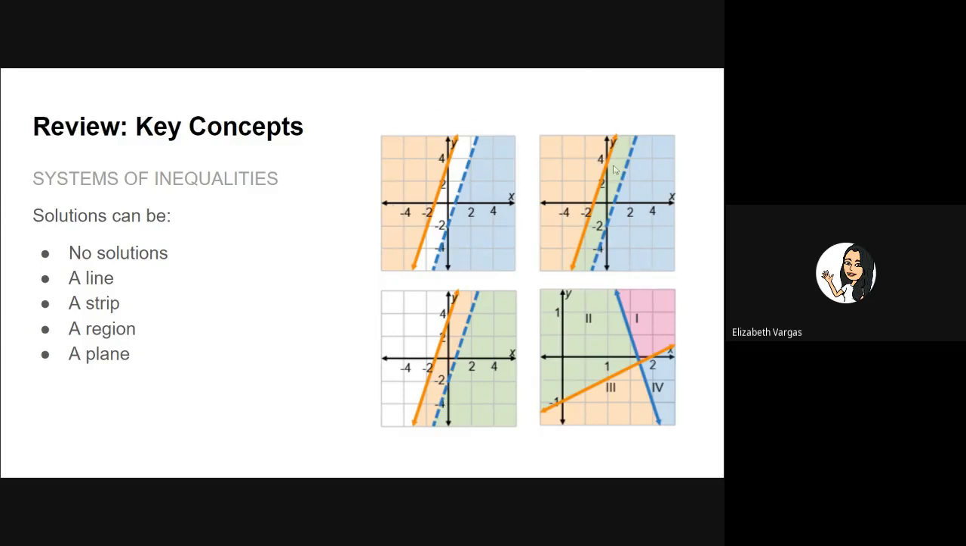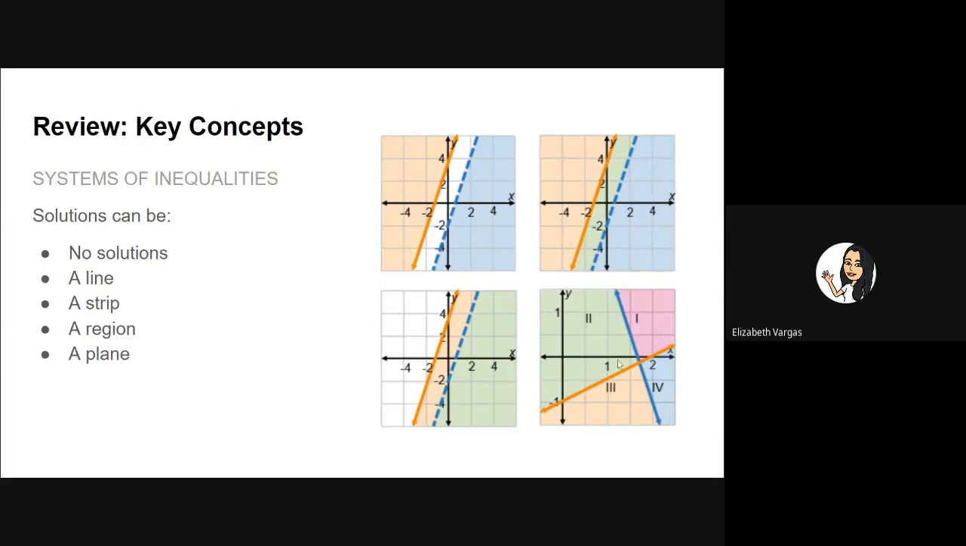We could, however, have instances in which those two inequalities overlap only in the middle, and so that would be a strip of solutions. Or we could have my two inequalities intersect in a larger shaded region. Or what we could have is systems of linear inequalities that intersect at specific planes.